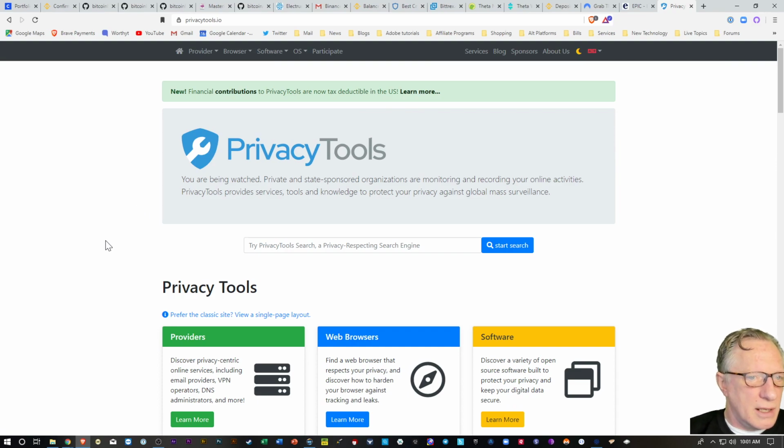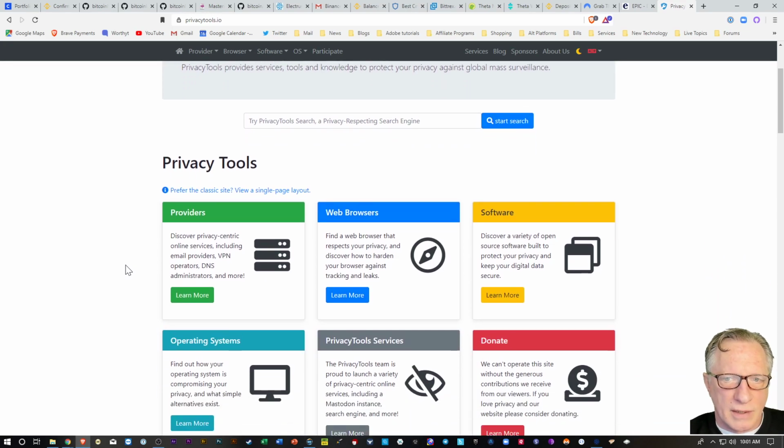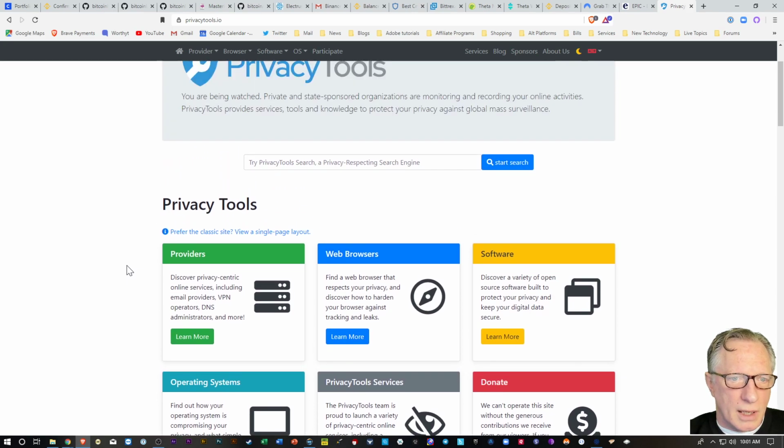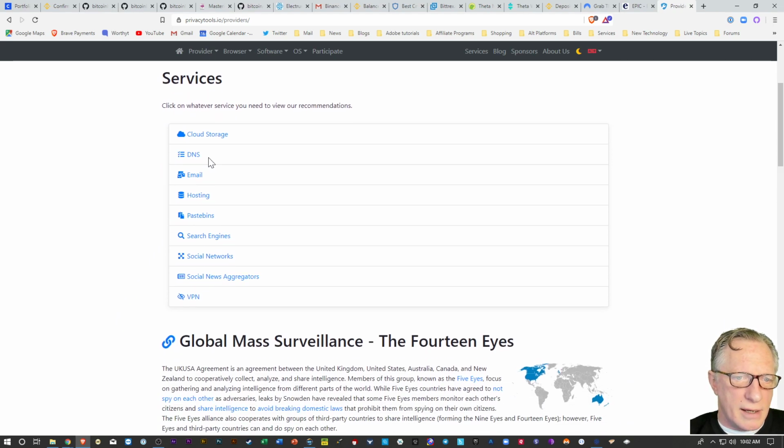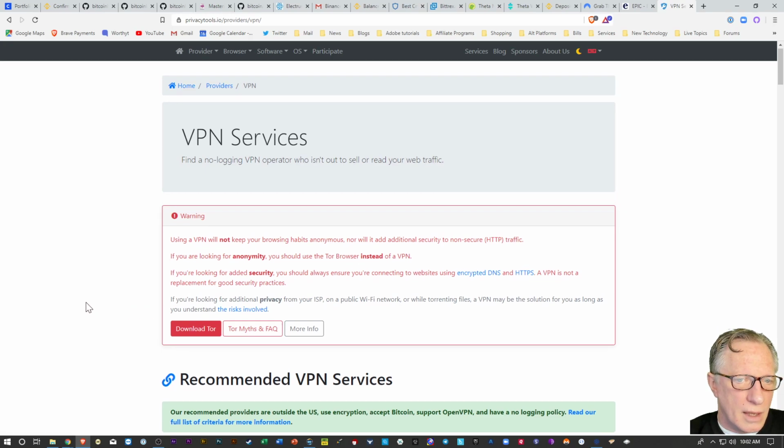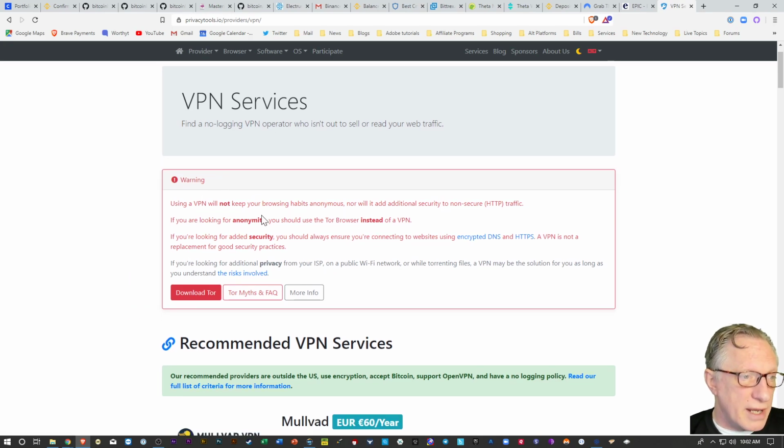privacytools.io is a great site where you can learn about how to keep your life private, your online life private, right? And let's see. Okay, we got providers, right? And then they have VPNs here. All right, and they give you some warnings, right? Well, we're talking about privacy here in this particular website.